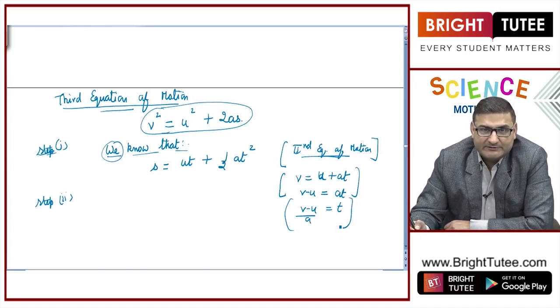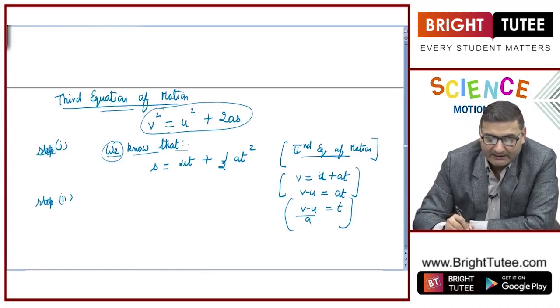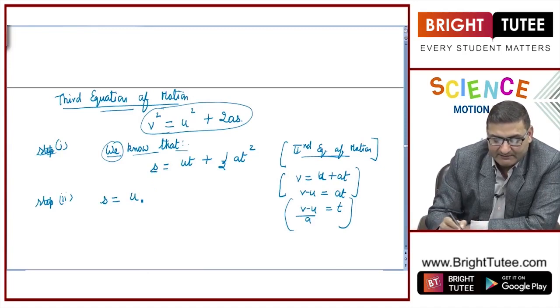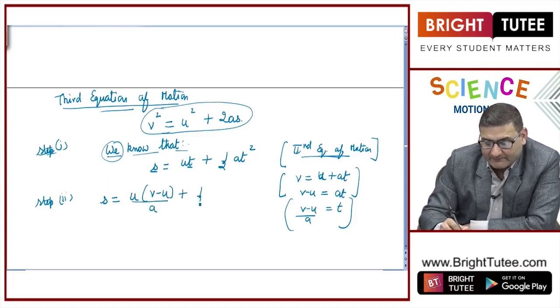So from the first equation of motion, I get to know that t can also be represented as (v minus u) upon a. Now I will just put the value of t in the second equation of motion. That's it. Let us see. Now this equation becomes s equals u, I will write as it is, instead of writing t, I am writing (v minus u) upon a, plus half into a into t square.